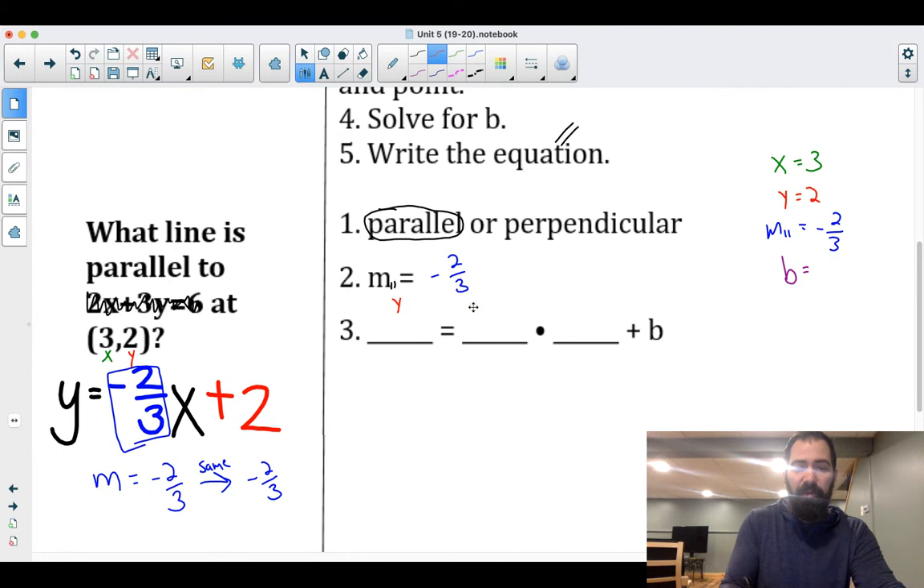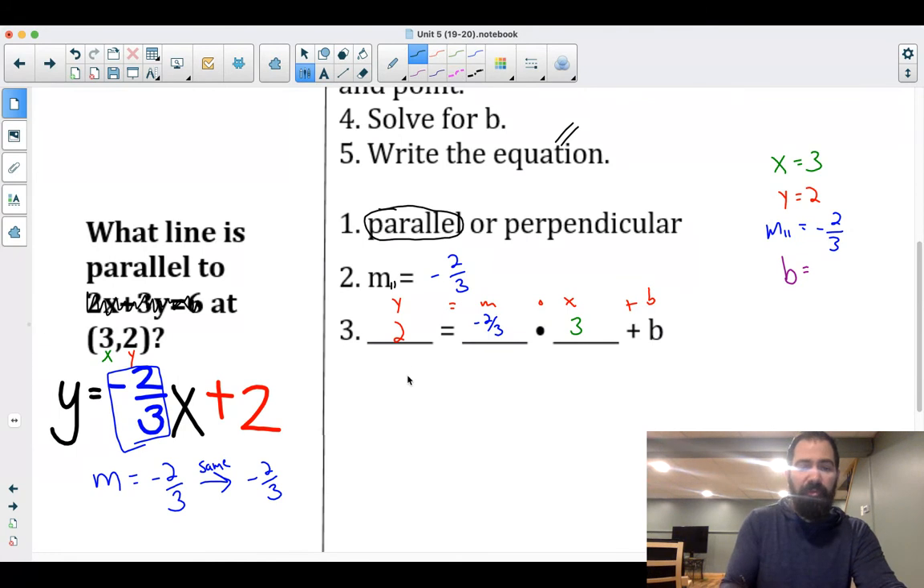And if I look at my equation, y equals m times x plus b, I take my grocery list and I put in what I already have so that I can solve for what I do not have. Well, what's our y value? Our y value is 2. Remember, we got that from our original problem. y is 2, our parallel slope is negative 2/3, and our x is 3, and that's plus b.